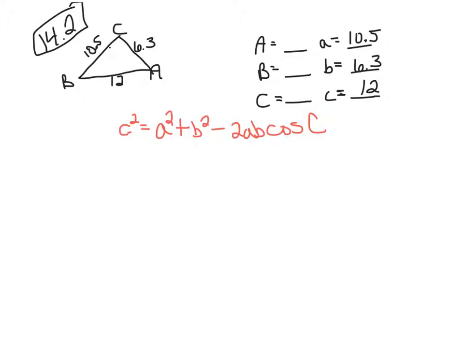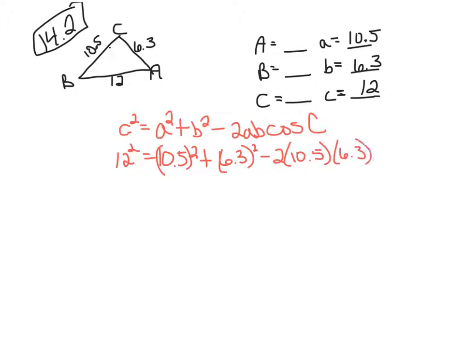And so I have C is going to be 12 squared. A is 10.5 squared. B is 6.3 squared, minus 2 times 10.5 times 6.3 cosine C. And that's my variable. So I'm going to be solving for C, okay? Now, I'm going to write all this out first.